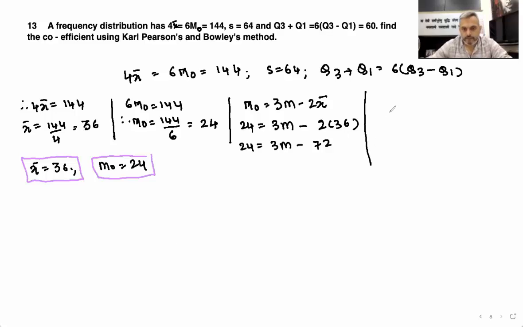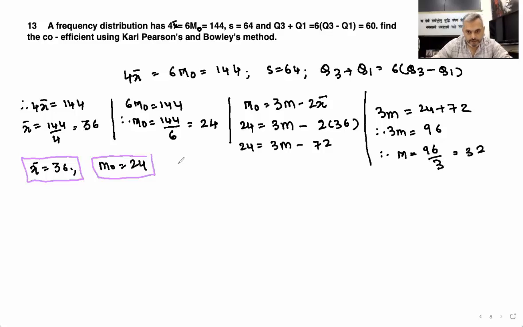So 3 median is equal to, we'll take 72 over here. So 24 plus 72. So 3 median is equal to 96. Therefore, median is equal to 96 by 3, which is equal to 32. So we get median is equal to 32. Now we have mean, median, mode, and we have to find the coefficient using Karl Pearson.